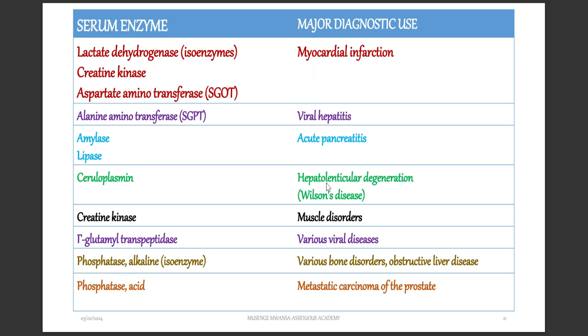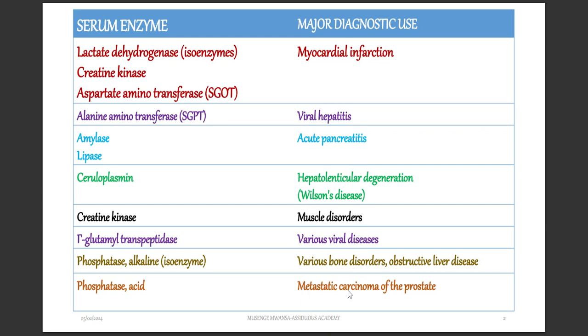You also have hepatolenticular degeneration, which we also know as Wilson's disease. Then the enzyme there, creatine kinase. Every time you think of creatine, it is a compound that is produced in the muscle. So immediately you see a lot of creatine kinase, there should be a problem with the muscle, so there's a muscle disorder. Please, this table, make sure you drink it.